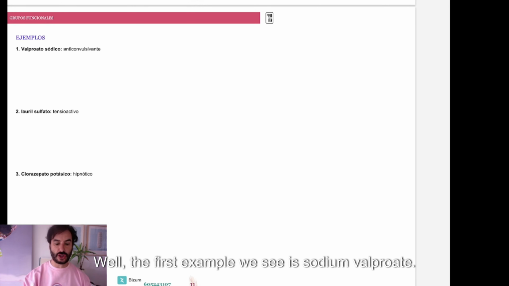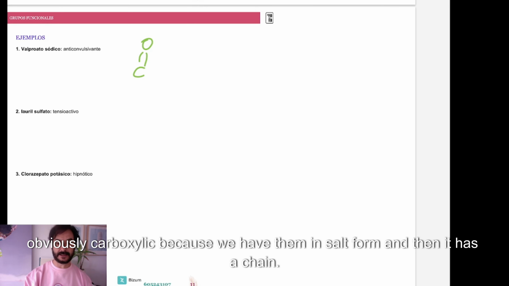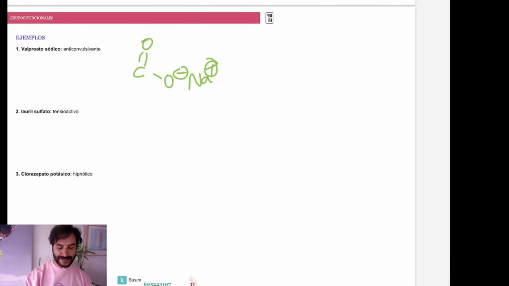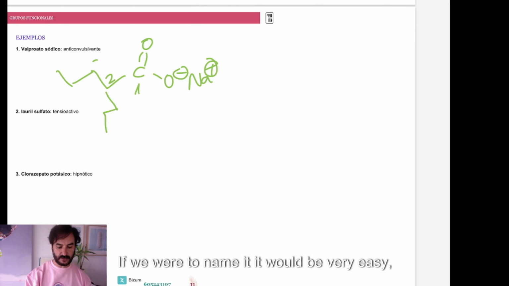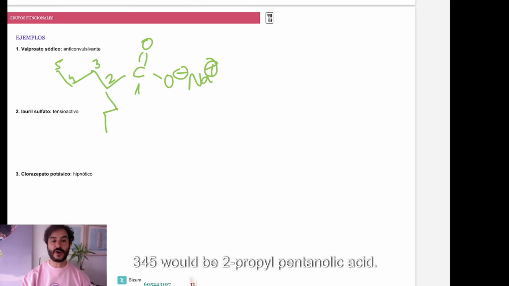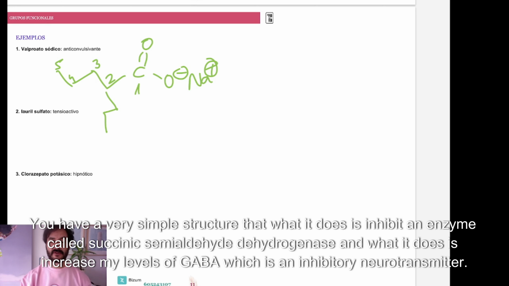Well, the first example we see is sodium valproate. This drug I paint here is a derivative, obviously carboxylic, because we have it in salt form, and then it has a chain of 3 carbons and a chain of another 3 carbons. If we were to name it, it would be very easy: 2-propylpentanoic acid. You have a very simple structure that inhibits an enzyme called succinic semialdehyde dehydrogenase, and what it does is increase my levels of GABA, which is an inhibitory neurotransmitter.